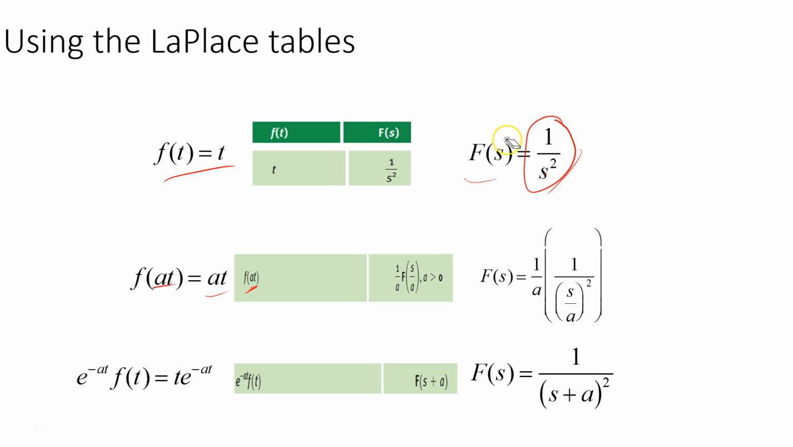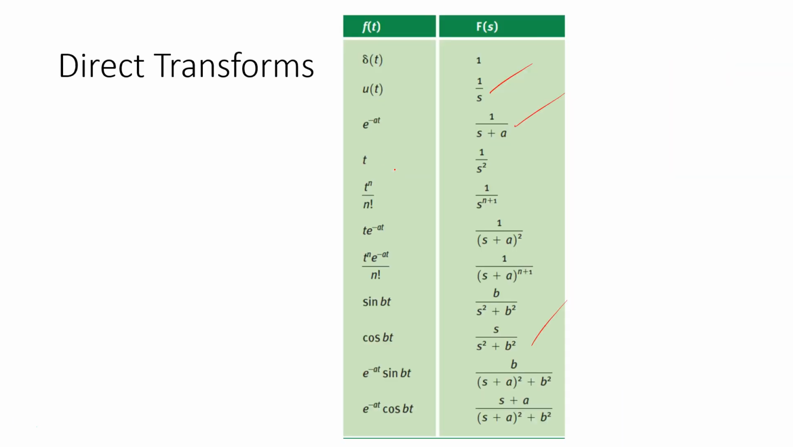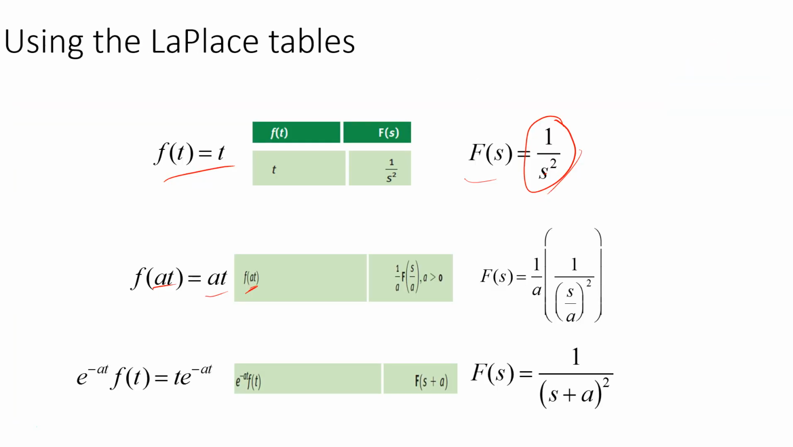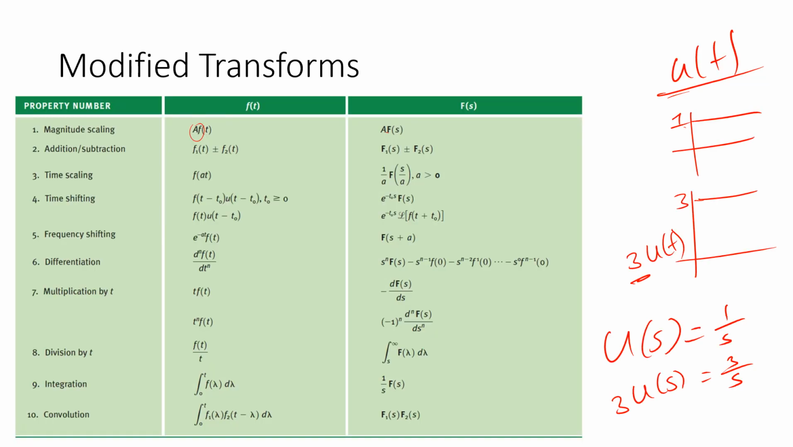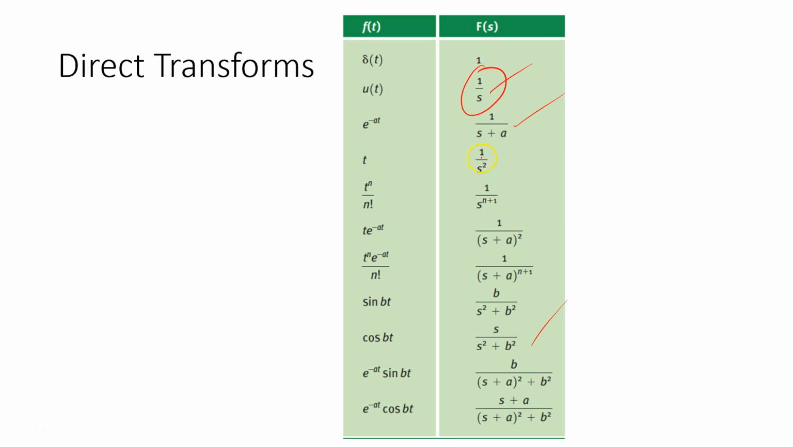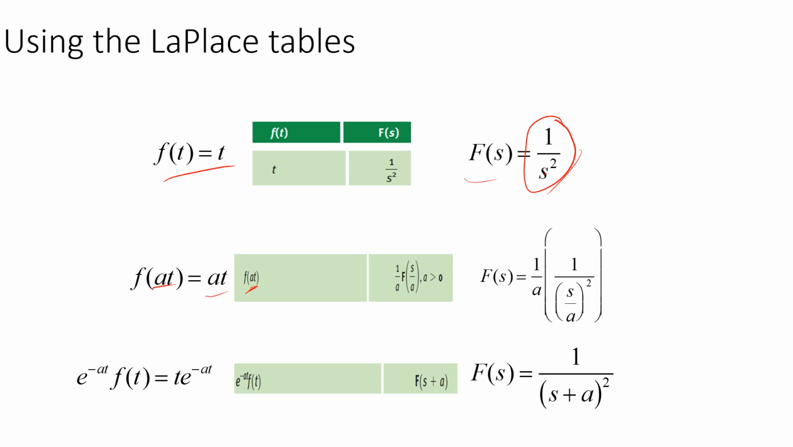So I have f of t is equal to t, and if I look in my original transform table, I will see that that corresponds to 1 on s squared. So I have f of t is equal to t. I look at my table and I see t will transform to 1 on s squared.